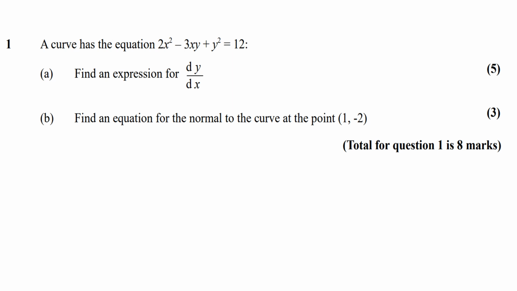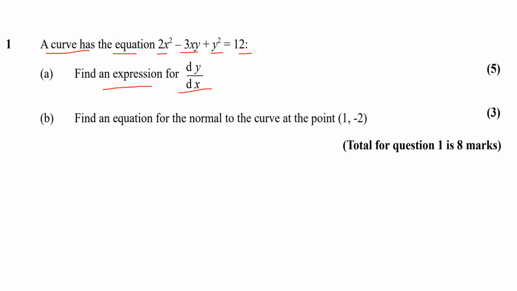Okay, question 1. A curve has the equation 2x squared minus 3xy plus y squared equals 12. Part A. Find an expression for dy by dx. So rate of change. Step 1: we differentiate each component separately. But here's the key: whenever I differentiate a function of y, I just stick on a dy by dx at the end of it. Okay, just do it.